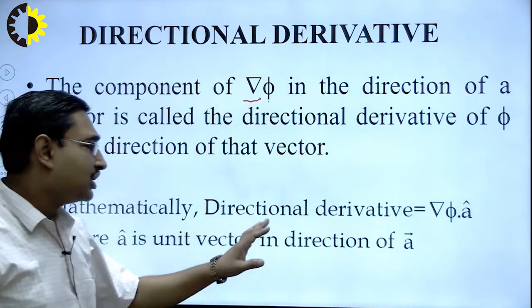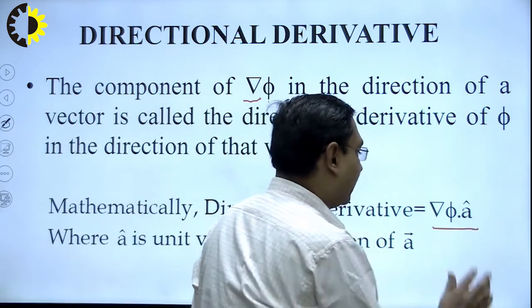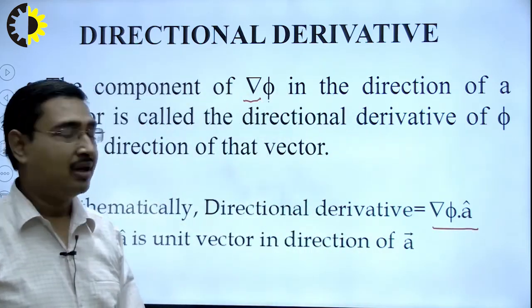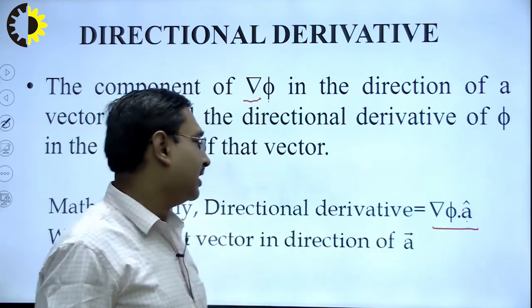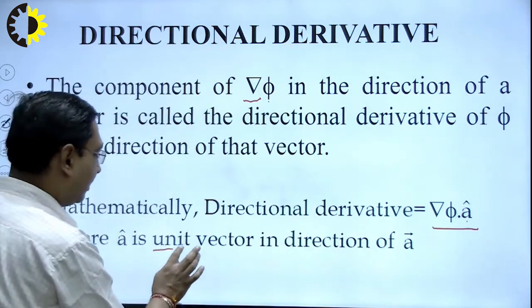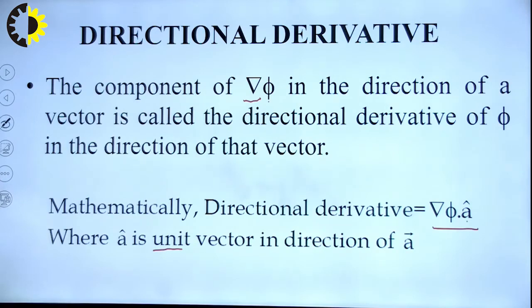Mathematically, directional derivative equals grad phi dot a cap, where a cap is the unit vector in the direction of the given vector A.